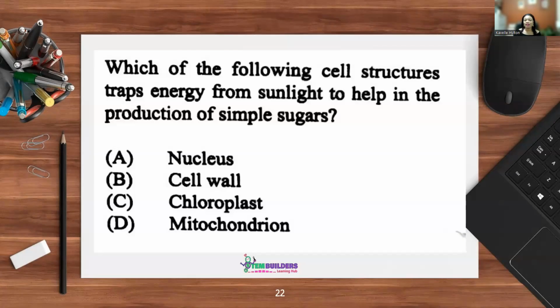Next, we have which of the following cell structures traps energy from sunlight to help in the production of simple sugars? So trap sunlight, makes food, which is a simple sugar like glucose. What could that be? It talks about energy, but it is not the mitochondria. It is the chloroplast. So it traps energy from sunlight and it helps it to make food. So that would be the chloroplast.